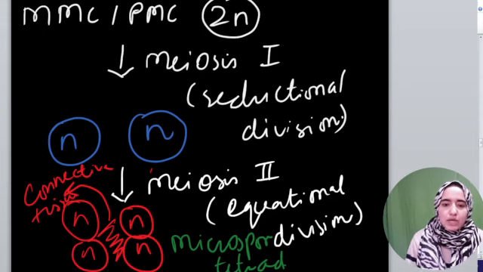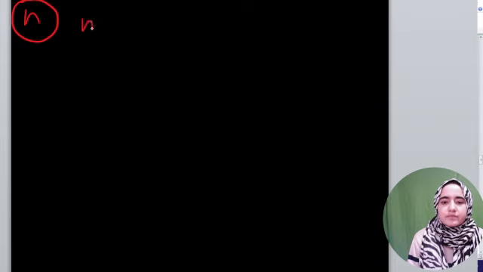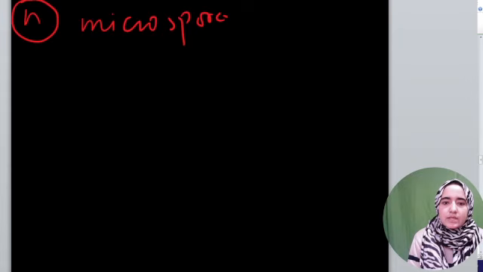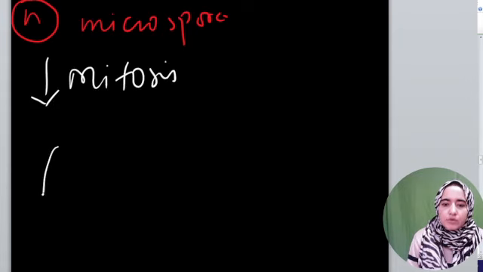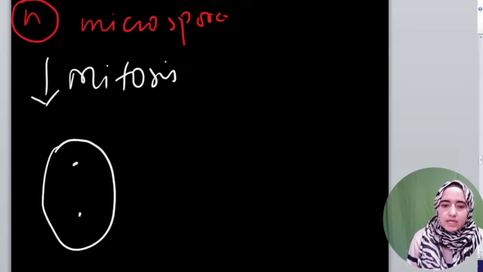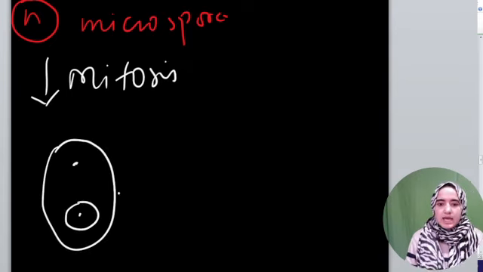What would happen to them? We won't see each and every microspore of the tetrad. We will just deal with one, and the same would happen to each and every microspore. This is n. This is our microspore now. What would happen to this? It will undergo mitosis, and through mitosis it will form a pollen grain like this: vegetative cell and generative cell, two cells.